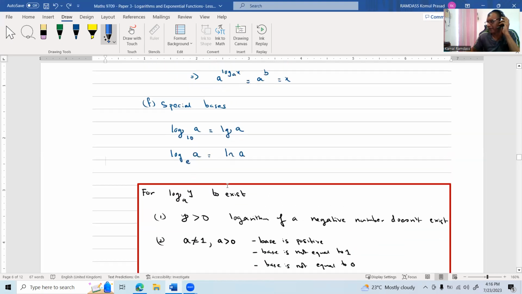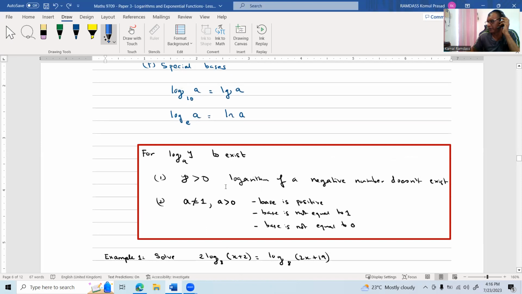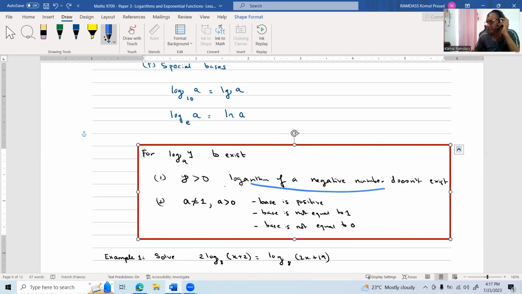Bon, là, on a besoin de mentionner que pour log de y base a to exist, logarithm of a negative number does not exist.